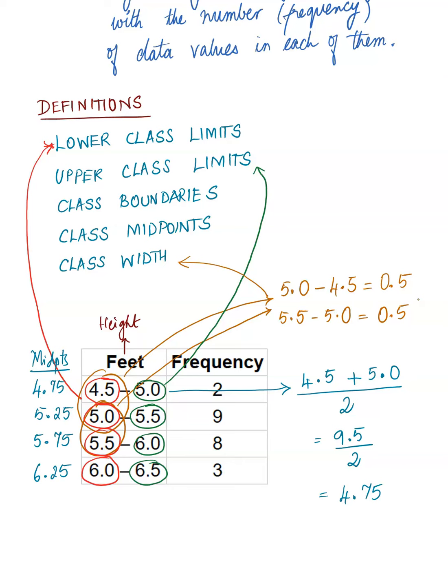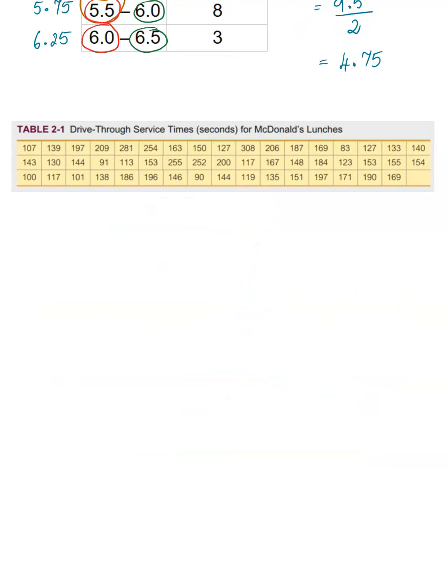All right, now let's go ahead and look at an actual problem and then try to build this frequency distribution. Let's take a look at this raw data. This data is related to drive-through service times during lunchtime. This is McDonald's drive-through service time, measured in seconds. So how long does it take to serve in the drive-through during lunchtime? Because it's lunch, there are maybe more food types to serve. So this is their data.